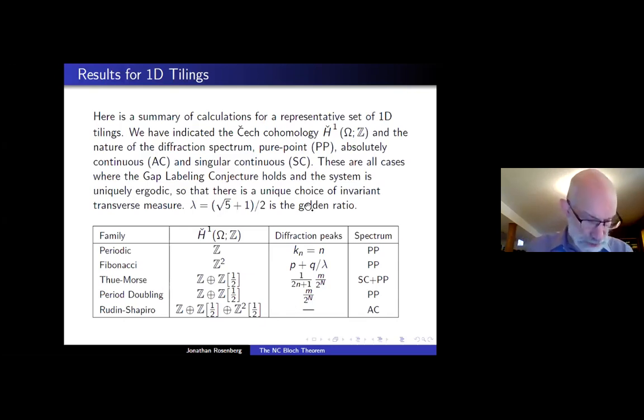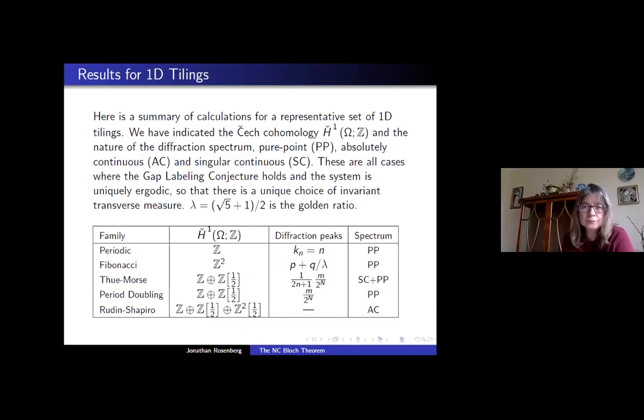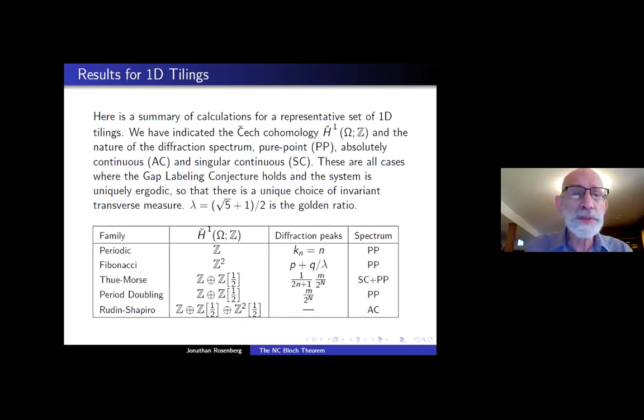So here are some calculations for a representative set of these one-dimensional tilings. And here we've indicated the Čech cohomology. That's in this column of the table. And the diffraction spectrum. So this is what you'd see if you were to take an X-ray diffraction picture. So this tells you where the peaks are. And this tells you the nature of the diffraction spectrum, whether it's pure point, that's PP, or absolutely continuous, that's AC, or singular continuous, that's SC.